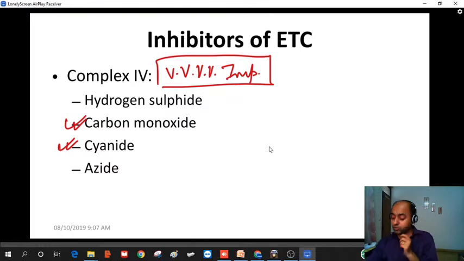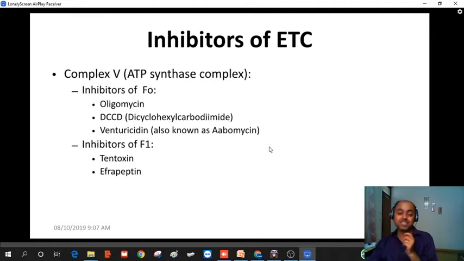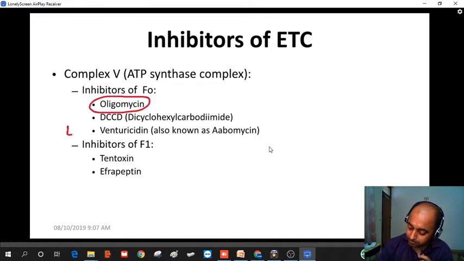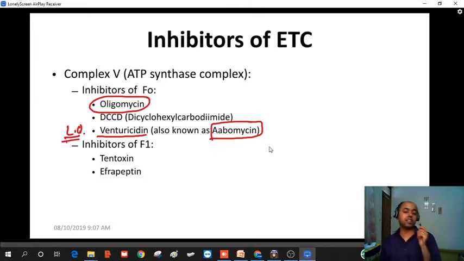I'll give you some additional points also. Inhibitor of complex 5, particularly the F0 particle, this question has already been asked. Venturicidin, also known as oligomycin, is a likely question. I've written LQ. It is a likely question, most likely to be asked in the exam subsequently. Inhibitors of F1 are not very important. You need not remember tentoxin and aurovertin.